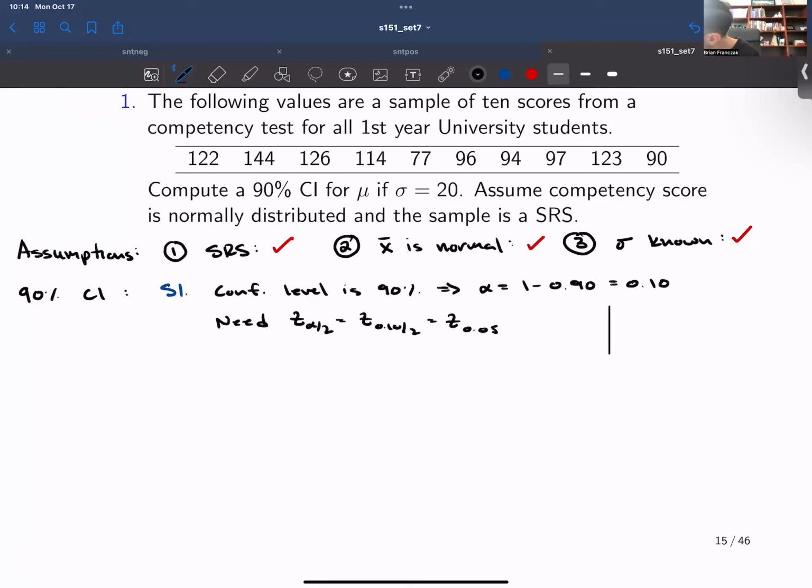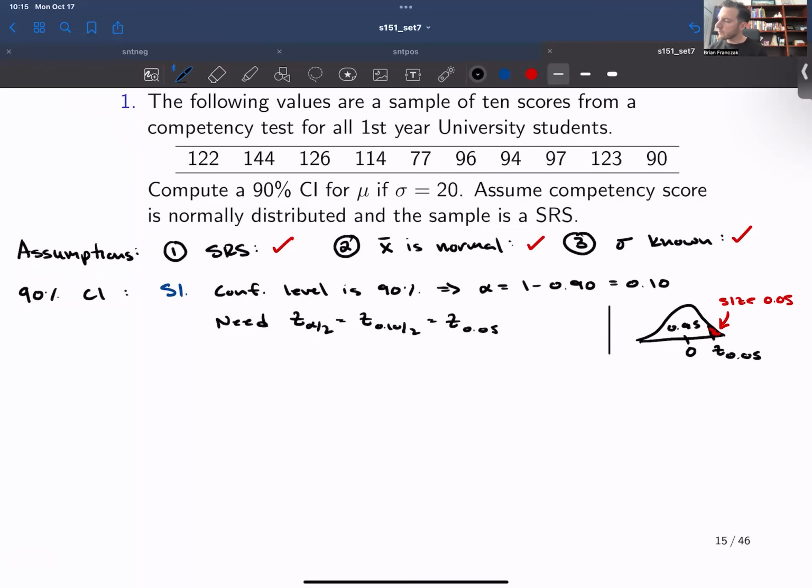Over here, if I was to just draw a little standard normal curve, something that looks like this. Okay, so we have z 0.05. This red shaded part here is of size 0.05, so we want the z-score that puts 0.05 in the upper tail. If we have 0.05 in the upper tail, that means we have 0.95 to the left of that z-score.